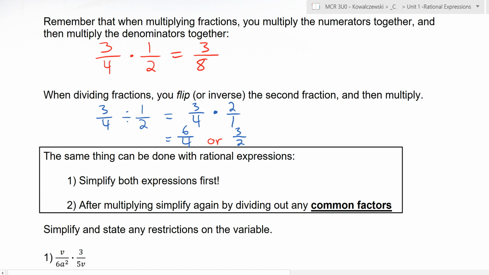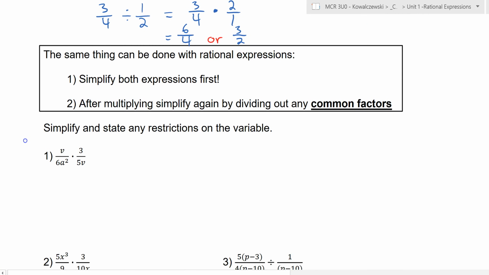Now, step 1, I would always recommend that you simplify both expressions first. This is going to make your life a lot easier, and if you deal with something that's reduced, it's going to be a lot easier for you. Now, after you simplify, then you can multiply them together, just like I showed you. But then you always want to simplify your final result by dividing out any common factors. So just like our lesson yesterday, that's going to be a part of every single question. Now, a very basic example here.